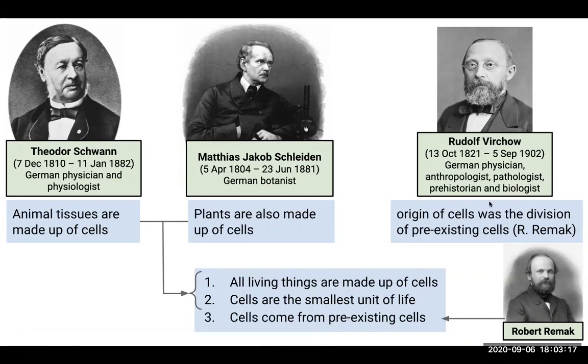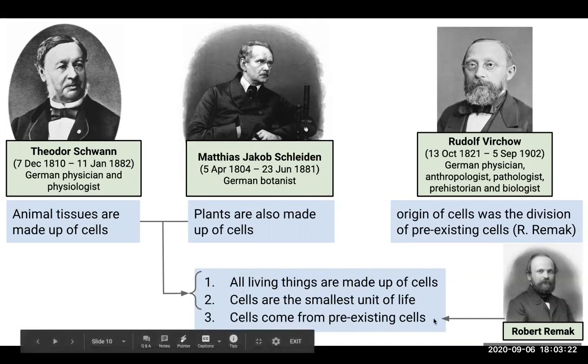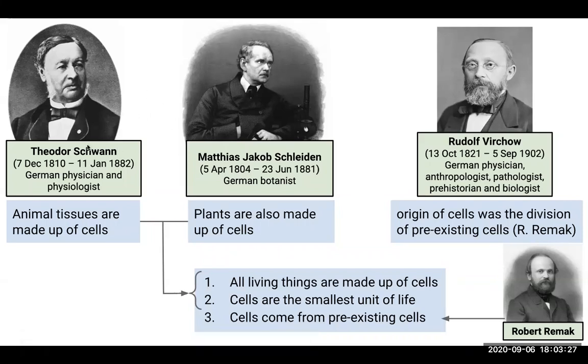And these are the scientists that had made major contributions towards building the cell theory. Now let's look at these two gentlemen first. Schwann and Schleiden, they are very good friends. Schwann is a German physician as well as a physiologist. So he looks at the interactions between the different components in a living organism, in a living animal. Whereas Matthias Schleiden, he is a German botanist, so he specializes in plants.